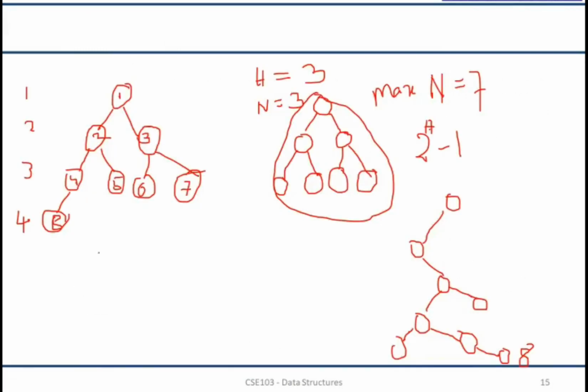Here also we have 8 nodes, and here also we have 8 nodes. The height of this tree is 4, and the height of this tree is 1, 2, 3, 4, 5.